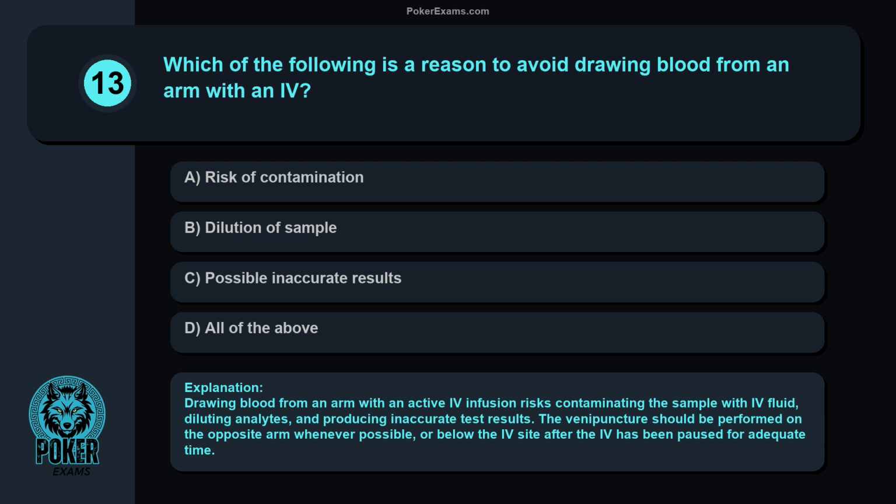Drawing blood from an arm with an active IV infusion risks contaminating the sample with IV fluid, diluting analytes, and producing inaccurate test results. The venipuncture should be performed on the opposite arm whenever possible, or below the IV site after the IV has been paused for adequate time.